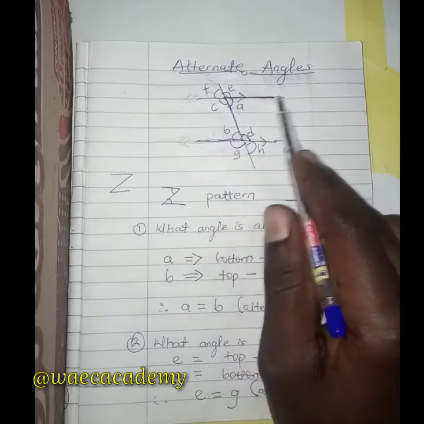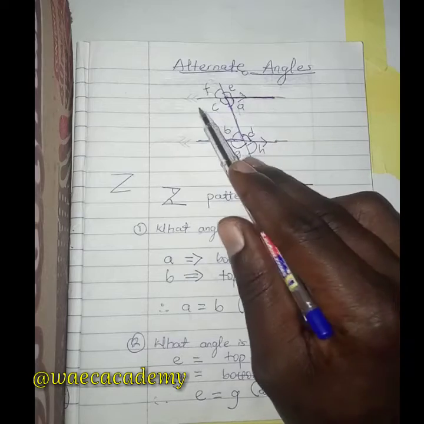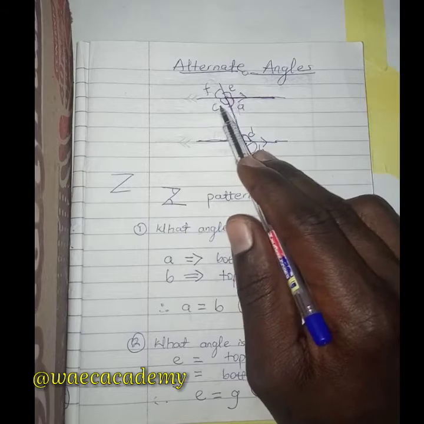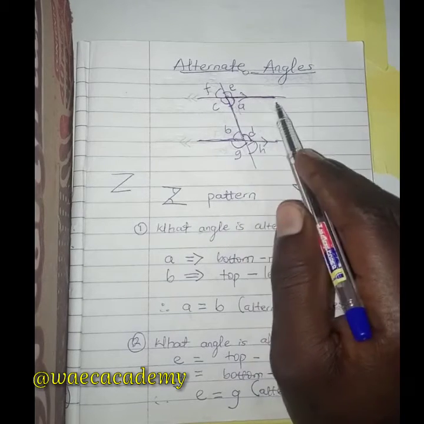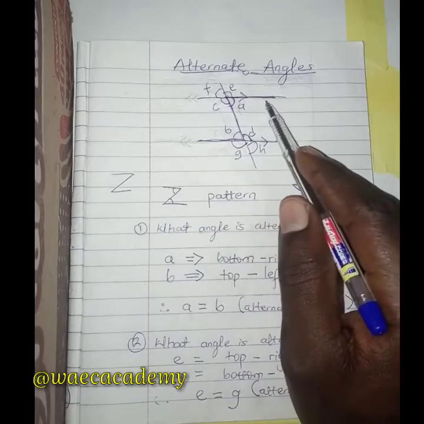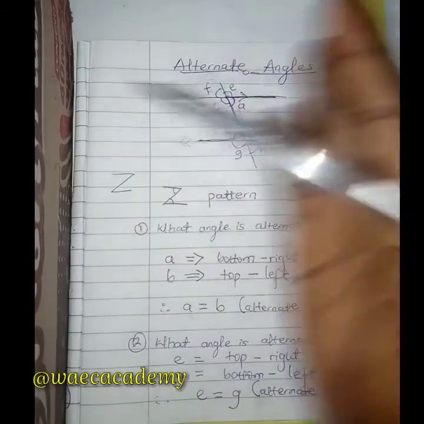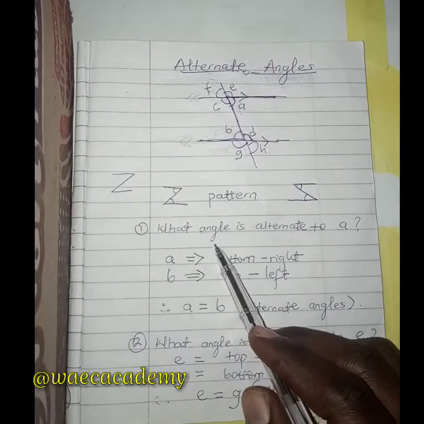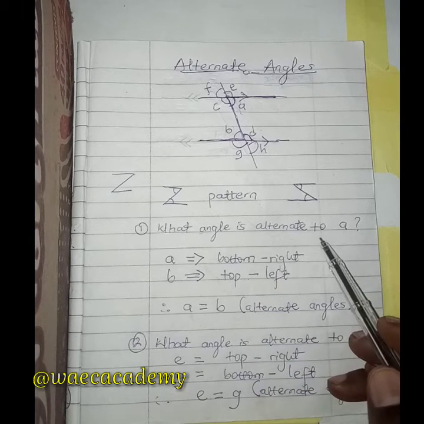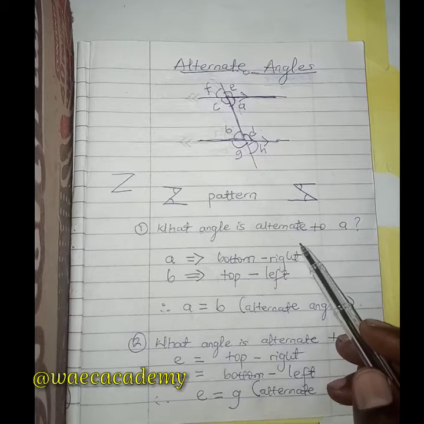This is the first parallel line, this is the second parallel line. Remember how to identify parallel lines. So A is at the bottom. At the bottom, is it on the left or on the right? It's on the right. So you have C and A at the bottom, and C is on the left, A is on the right. So the location of A is bottom right. So that's exactly what we wrote out here. You have your A, bottom right. Now, if you want to get the angle that is alternate to this angle, just change the location.